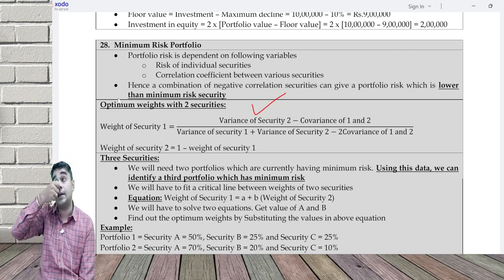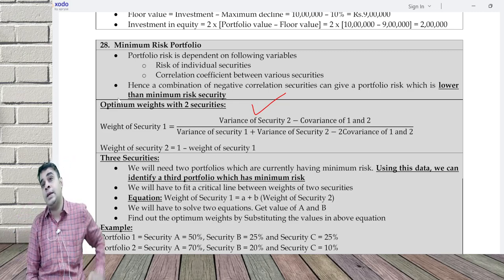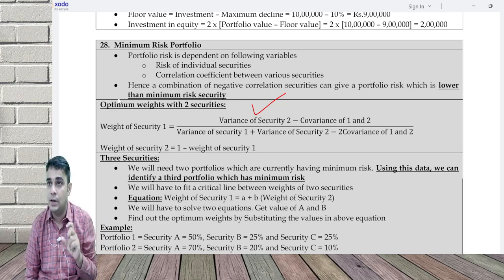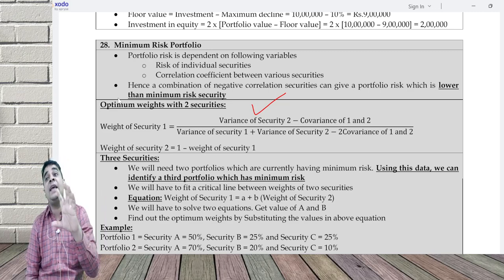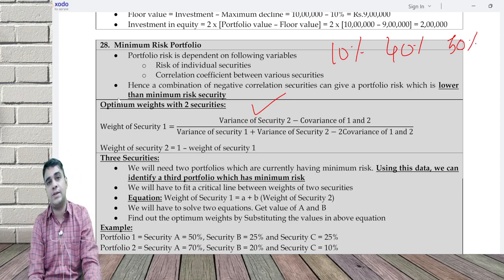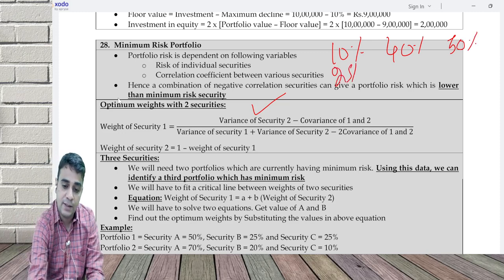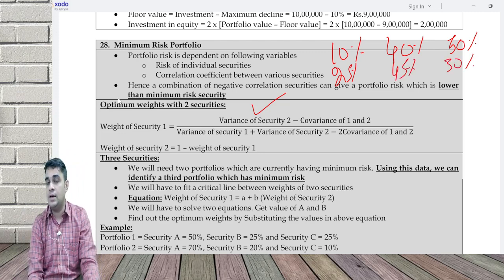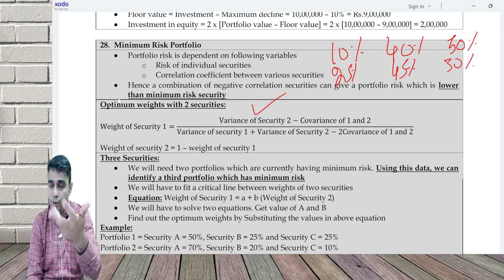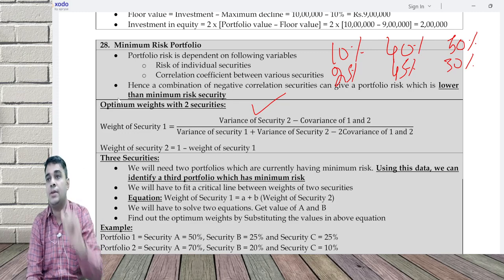Now then comes the 3 security situation. For a 3 security situation, an exam question has to first give me two portfolios which carry minimum risk. So the question can say 10%, 40%, 50%. This combination gives you lowest risk. Then 25%, 45%, 30%. This combination also gives you lowest risk. Then they are saying, I want you to create a third combination. Already two combinations are there. They're saying, can you create me a third combination?